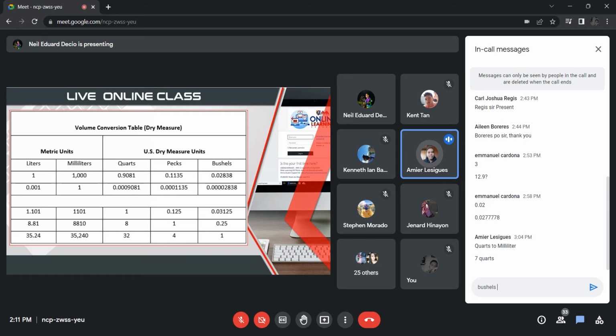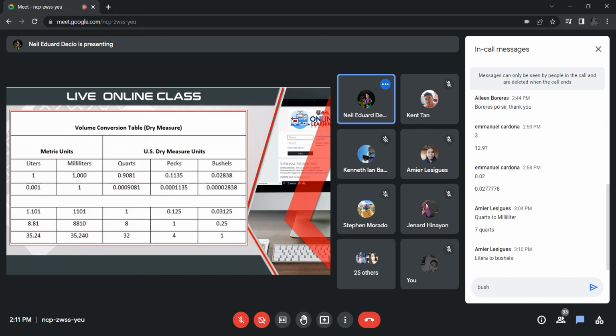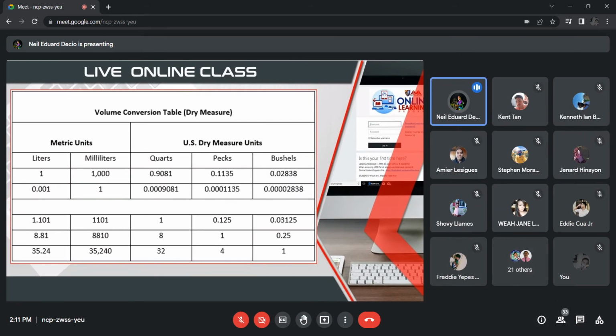Convert to bushels, sir. Pwede kasi may example, sir. What was that again? Liters to bushels. Liters to bushels? Mr. Lisiges, am I correct? Liters to bushels. Okay. How many liters? Sabihin na natin mga 1.5. 1.5 liters to bushels.